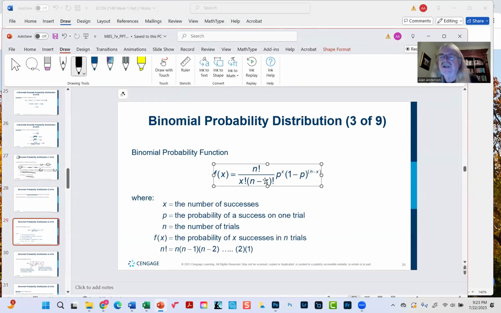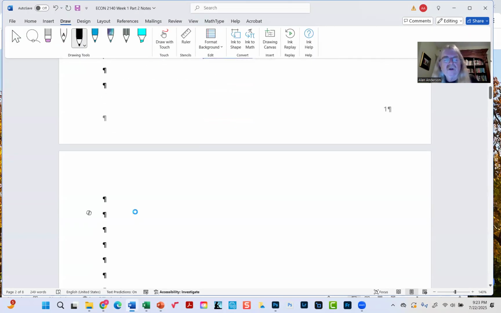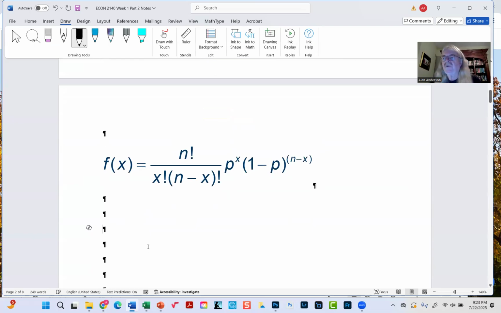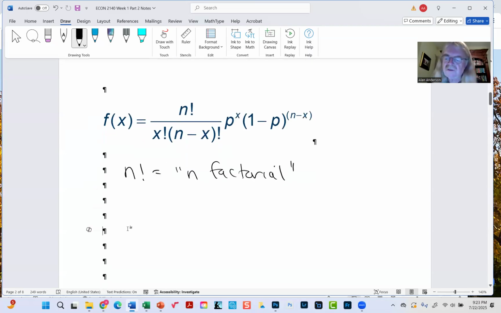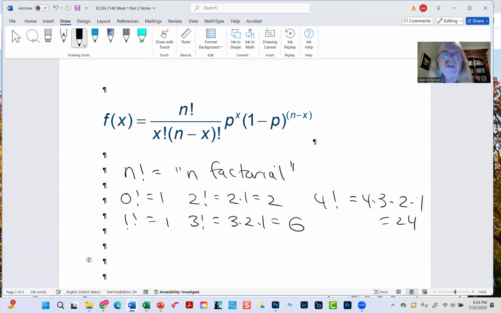So what is this amazing formula? Well, here it is. There are the factorials that I mentioned earlier. We've already seen these and we know how they work. Just a quick review: 0 factorial is 1. 1 factorial is 1. 2 factorial is 2 times 1. 3 factorial is 3 times 2 times 1. 4 factorial is 4 times 3 times 2 times 1, etc.